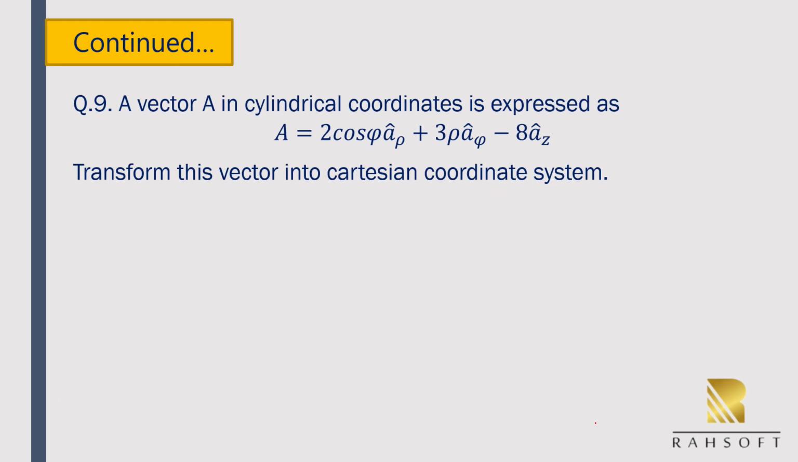Now this is numerical 9. A vector A in cylindrical coordinates is expressed as A equal to 2 cos phi unit vector a rho plus 3 rho unit vector a phi minus 8 a z. So transform this vector into the Cartesian coordinate system, and I will continue this numerical in the next talk.